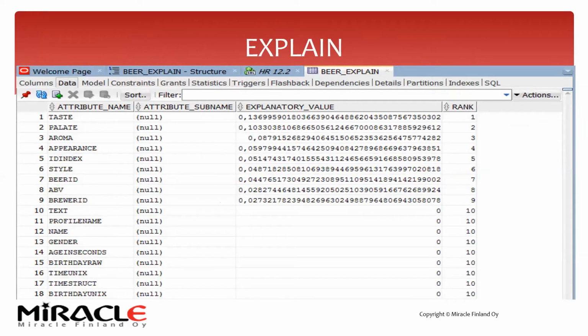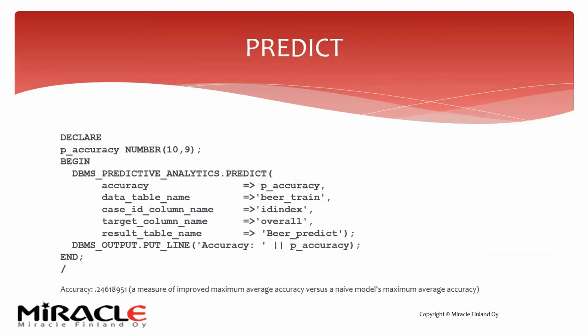So it tells me that the attribute or the column taste has the biggest explanatory value for my target, overall rating. So taste defines best how it will be predicted. Palate, aroma, and so on are also good predictors for the value. But let's say birthday, raw, or gender has no influence in the prediction. So actually, these that have rank 10 have no effect on the prediction. So actually, in the model, I wouldn't need these at all because they don't have any influence. They are just extra columns or attributes.